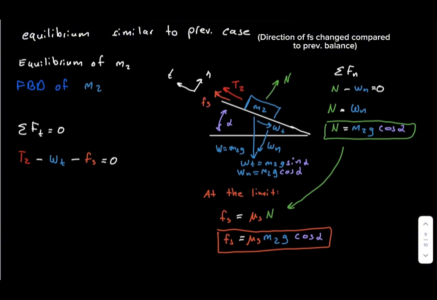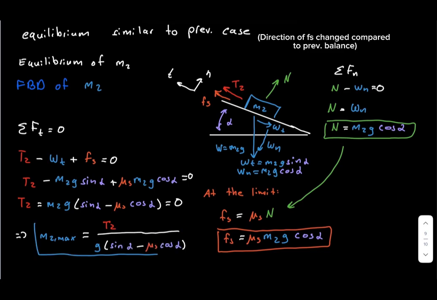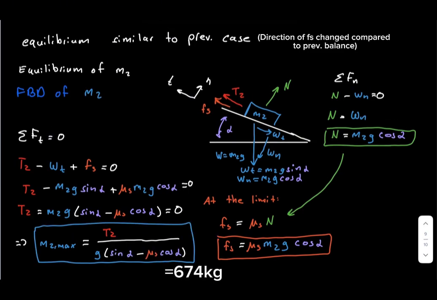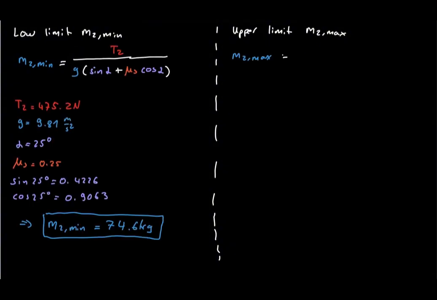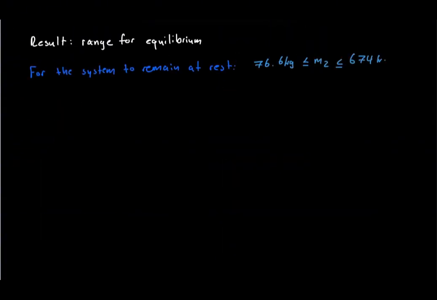1,296.2 newtons. Applying equilibrium to the second mass again, with both tension and friction acting uphill, gives an upper limiting mass of approximately 674 kilograms. Therefore, the system can remain at rest when the second mass lies between approximately 74.6 kilograms and 674 kilograms.